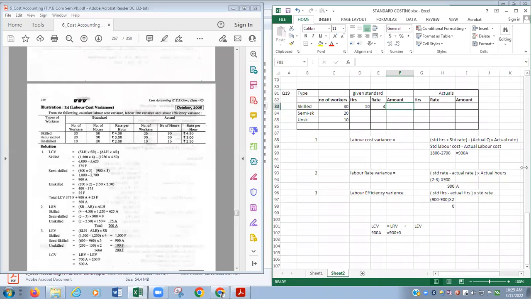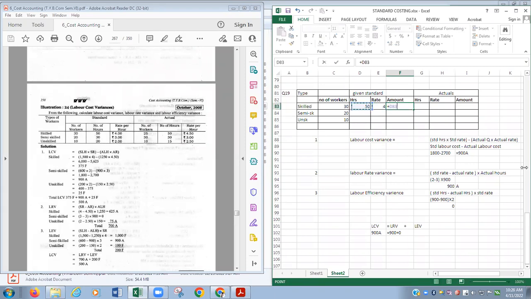Okay, so how to get the amount? See, if you do 50 into 30, you will get total number of hours, because for each worker they have given us 50 hours in a week's time. If nothing is mentioned, we have to presume that the given values are for a period of 1 week. Clear? So one worker is working for 50 hours. So for 30 workers, it will be 50 into 30. We'll get total number of hours, into rate will give us the amount. Clear? So let us do it.